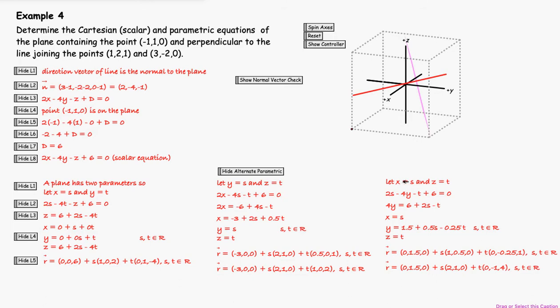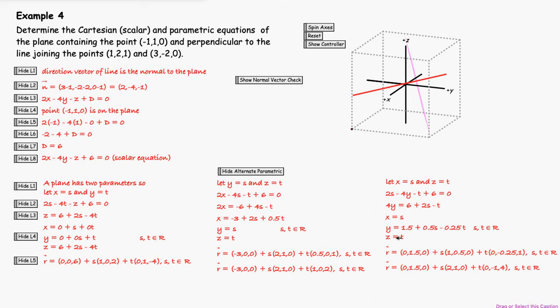Now we can come over here, and what happens if we let x be s and z be t? Then I'm going to get 2s minus 4y minus t plus s is 0. 4y to this side, I'm going to get 6 plus 3s minus t. And now we have x is s. I divide everything by 4. I get 1.5 plus 0.5s minus 0.25t.